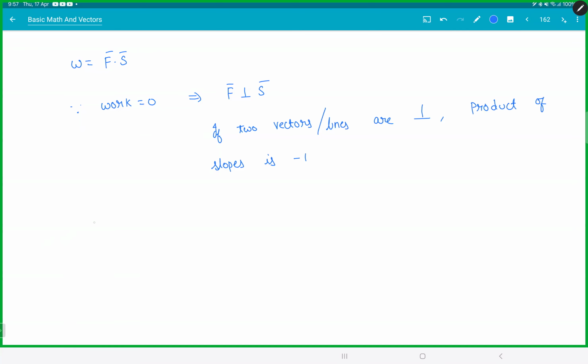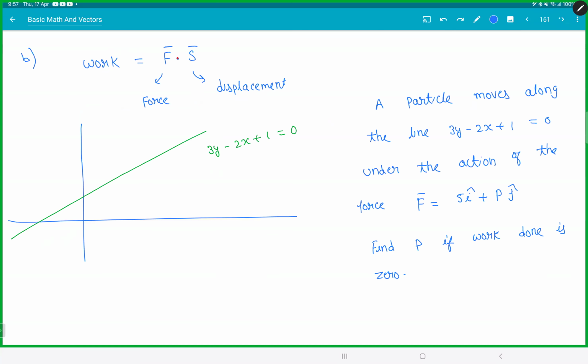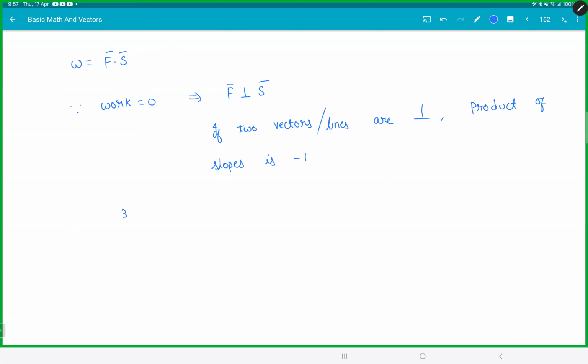Perfect. So the line equation was 3y minus 2x plus 1 is equal to 0. So this will be y is equal to 2 by 3x minus 1 by 3. So this slope m1 is 2 by 3. How do you get the slope of a vector? Now you said this force is 5i plus pj.